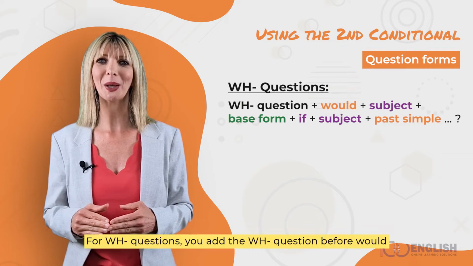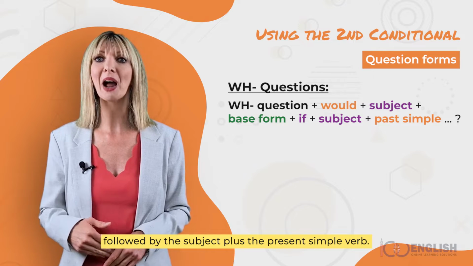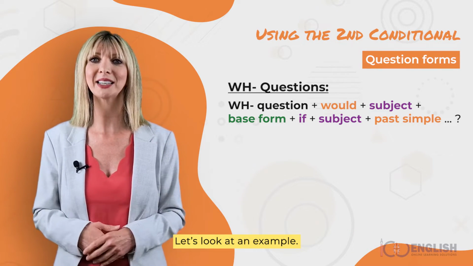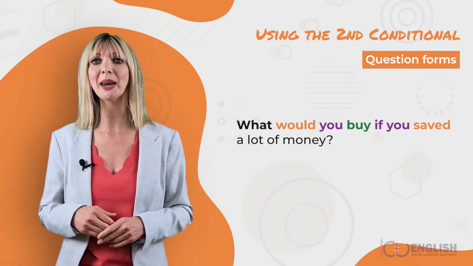For WH questions, you add the WH question before would, followed by the subject plus the present simple verb. Let's look at an example. What would you buy if you saved a lot of money?